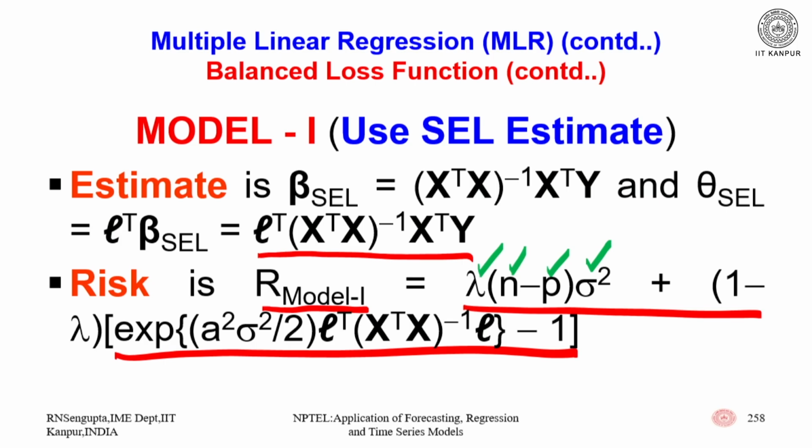Now, the important thing is this, and I am only mentioning it for model 1, and then subsequently I will repeat it for models 2, 3 and 4.